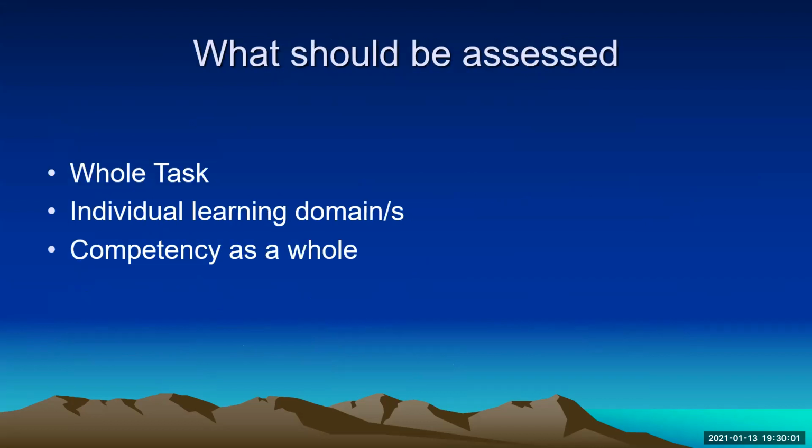Then what assessment we are doing depends on what we are assessing. Whether we are assessing the whole task, for example, perform the slit lamp examination in ophthalmoscopy, or perform the ear examination, or we are assessing the individual learning domain, say only knowledge we are checking, or we are checking the competency as a whole, perform Rinne test, like this. So our assessment method will depend on what we actually want to assess.